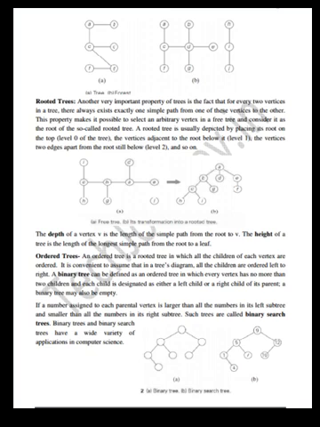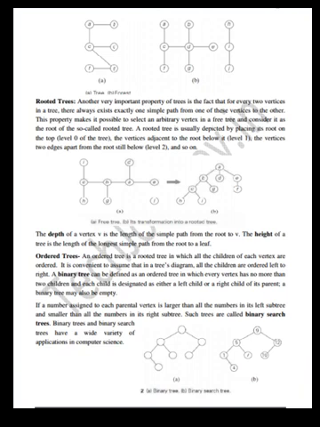A rooted tree is usually depicted by placing its root on the top, level 0, of the tree, the vertices adjacent to the root below it, level 1, the vertices 2 edges apart from the root still below, level 2, and so on. See the figure. Now let us say the depth of a vertex V is the length of the simple path from the root to V. The height of a tree is the length of the longest simple path from the root to a leaf.